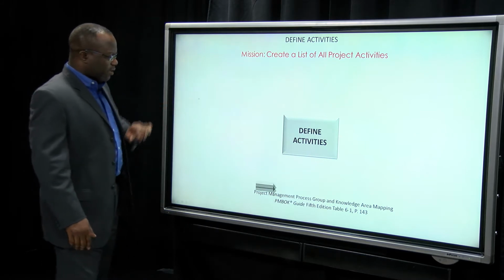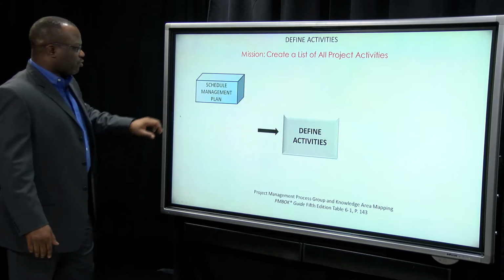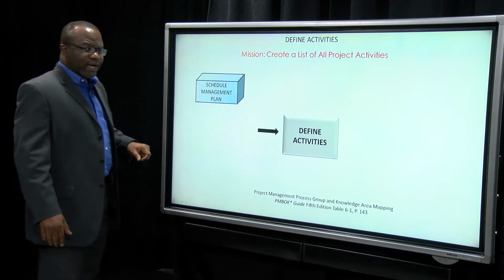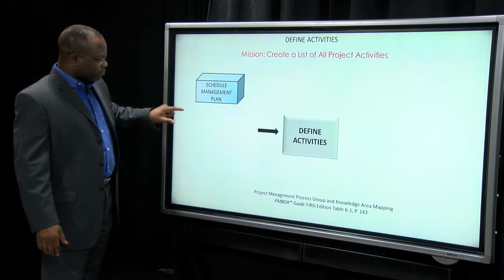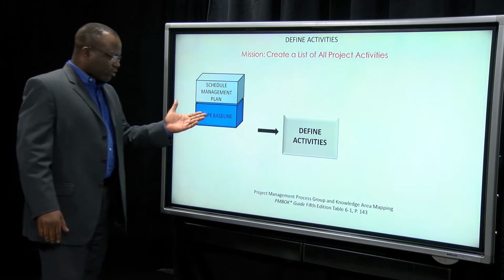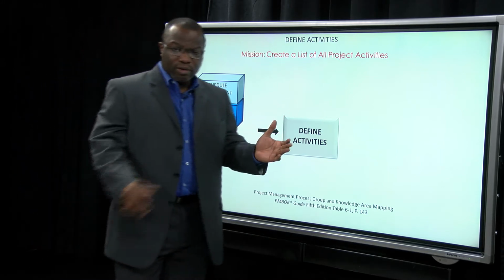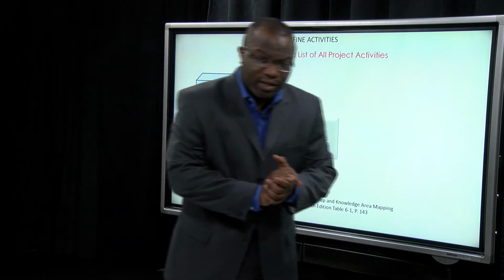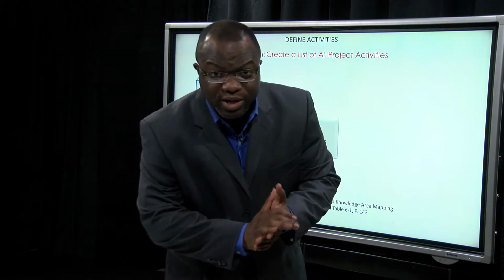So let's take a look at the inputs here. Our inputs, we already know these: the schedule management plan, we just saw that previously. The scope baseline. Remember, I told you I'll be a broken record. What is in the scope baseline? Do you know what's in the scope baseline?